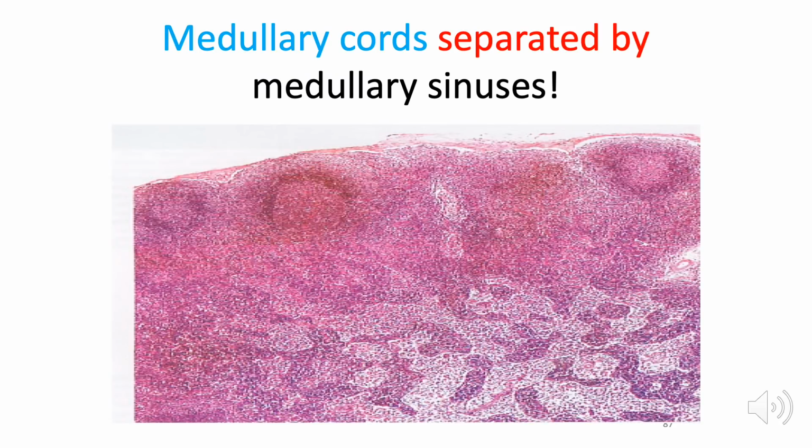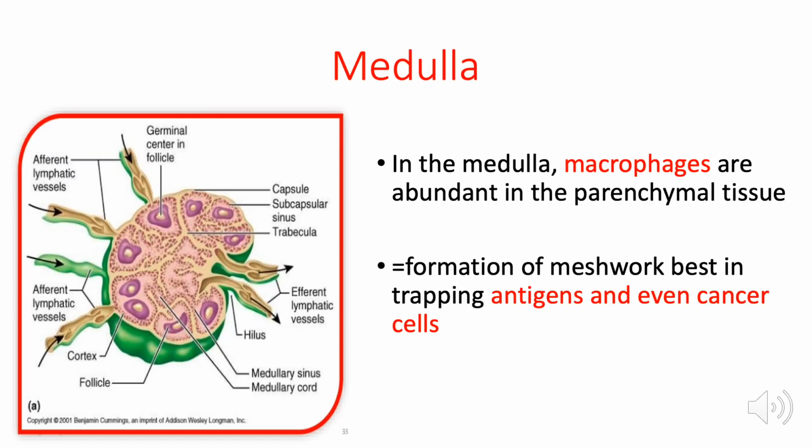The cells in the medulla are arranged in medullary cords. When you say medullary cords, the cells are arranged in a tube-like pattern. These medullary cords are separated by spaces, and these spaces are referred to as the medullary sinuses. B cells predominate in the superficial cortex. The deep cortex has abundant T cells. The cell that predominates in the medullary region of the lymph node is the macrophage.